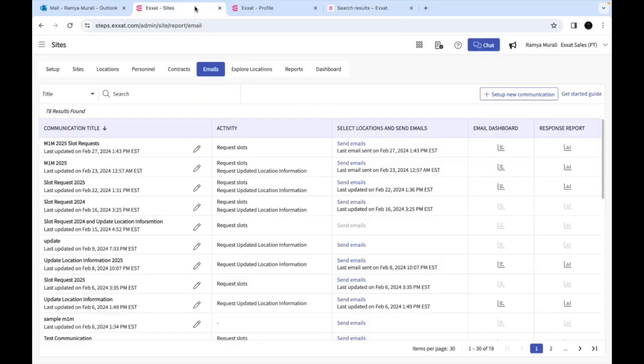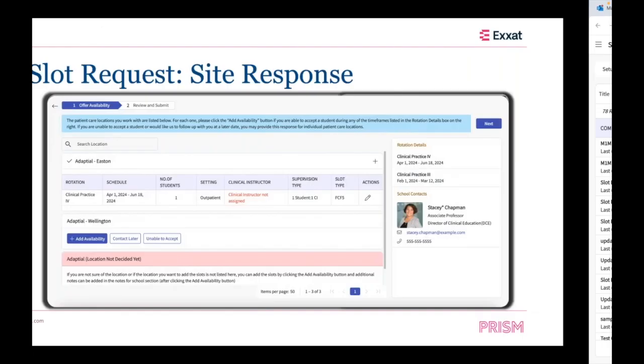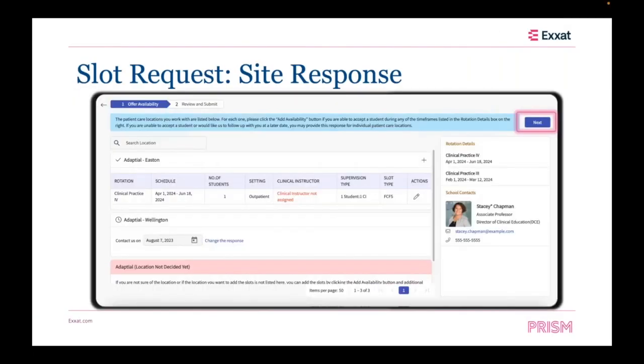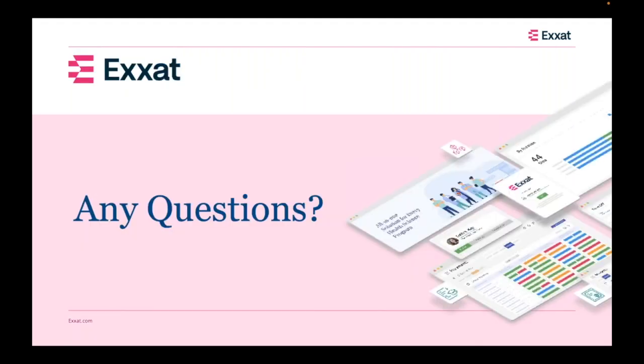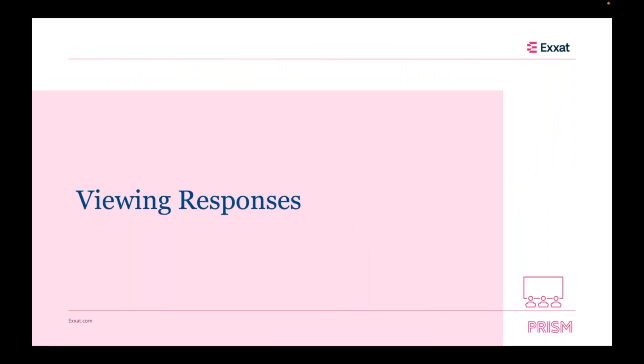Okay, moving back. So far we have covered the prerequisite, how to send out the slot, how to configure the slot request, how you can send or schedule emails, and then how the site can offer the slot. Now, the last thing is how you can view the responses.